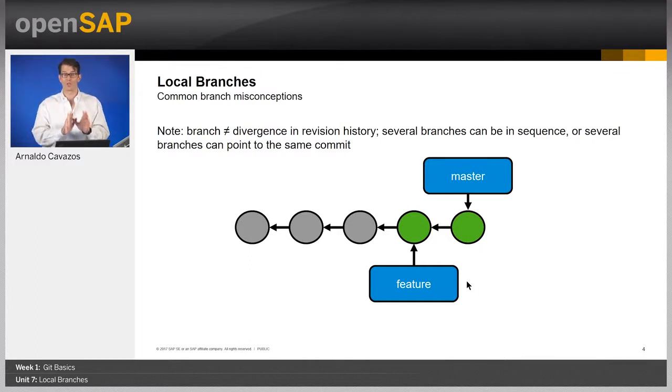So even though you have 2 branches with no divergence in revision history, what would happen if you checked out this feature branch right here, and you made some changes, you saved them, you staged them, and you made a new commit? Then what would this diagram look like? Think about it. You checked out feature, you made a new commit.